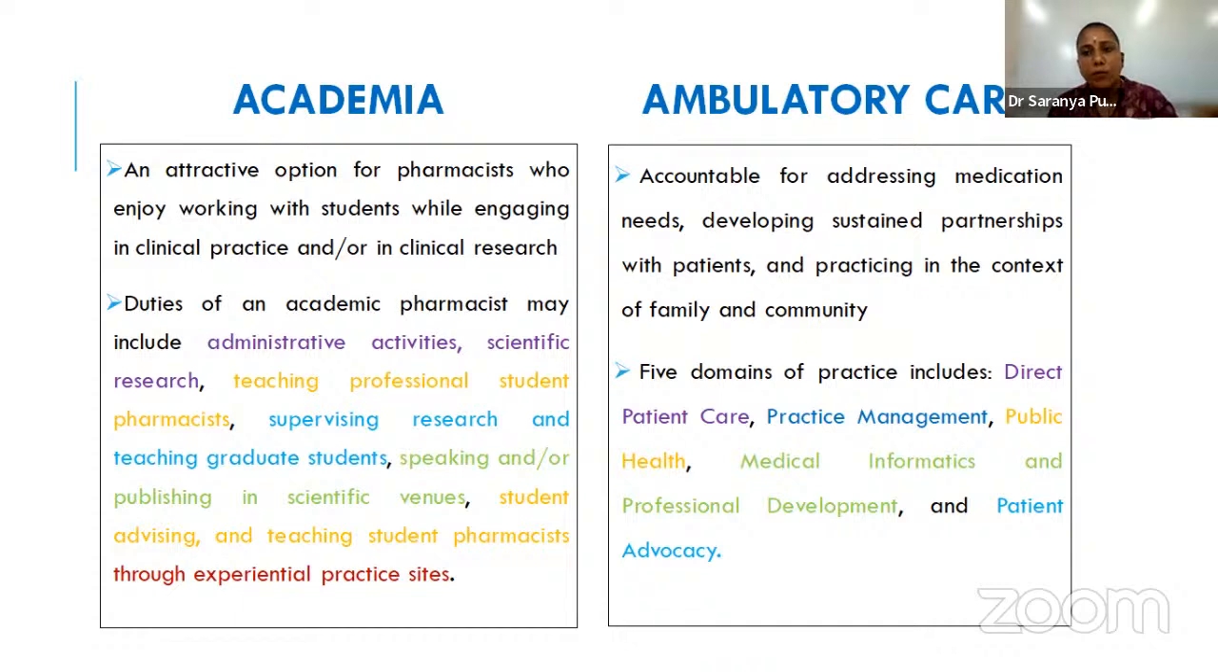So you will be in contact with the public. You will be having a direct patient. You will deliver direct patient care. You will practice management. You will be involved in public health, medical informatics, professional development, and patient advocacy. So these will be your roles as a clinical pharmacist in ambulatory care. Ambulatory care is also a very promising option.